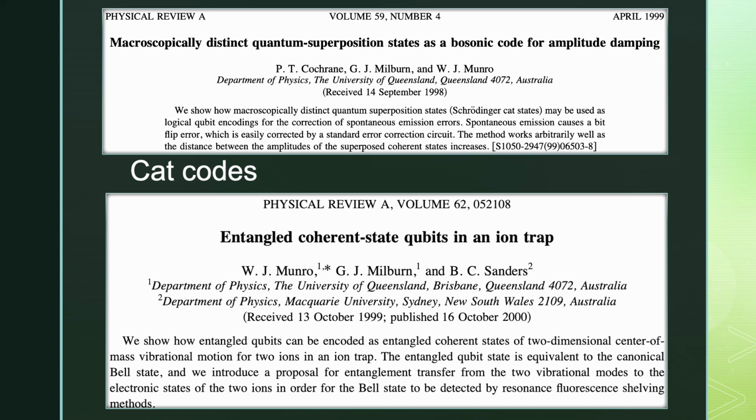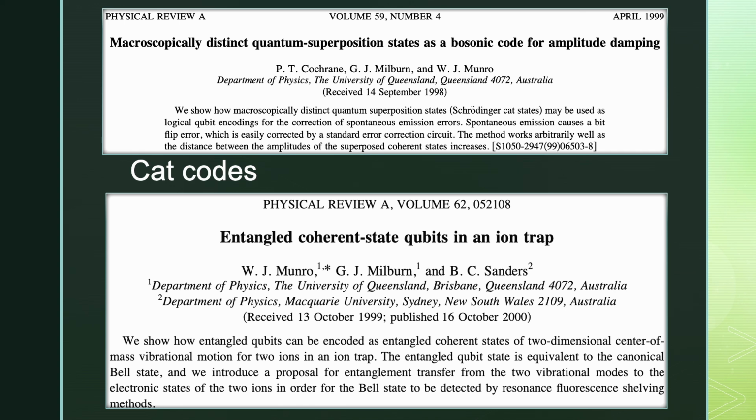Okay, so the cat code, historically the first mention of a bosonic cat code, a bosonic code, was in the work by Ike Chuang when he was a PhD student with Yoshi Yamamoto at Stanford University.